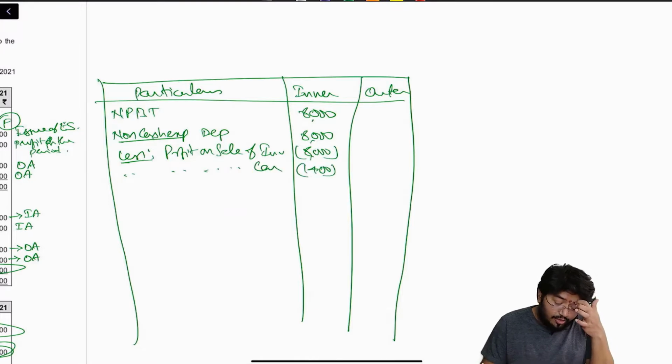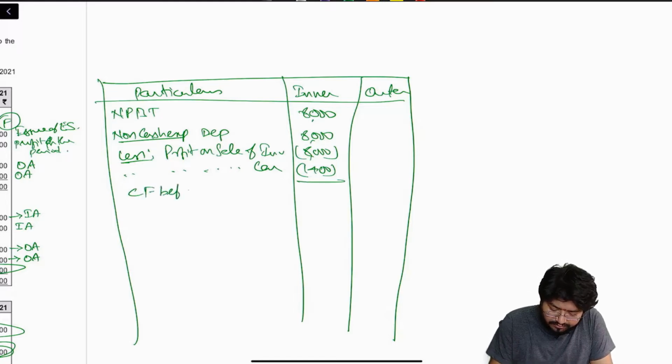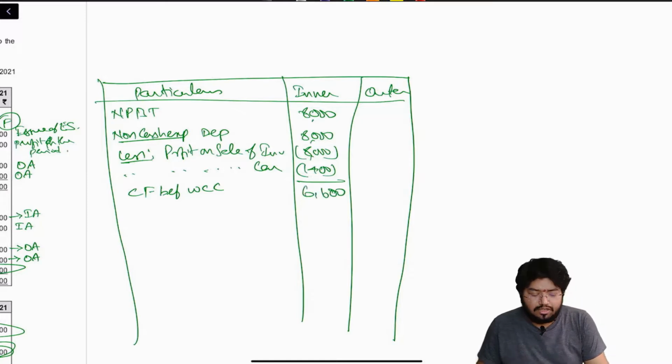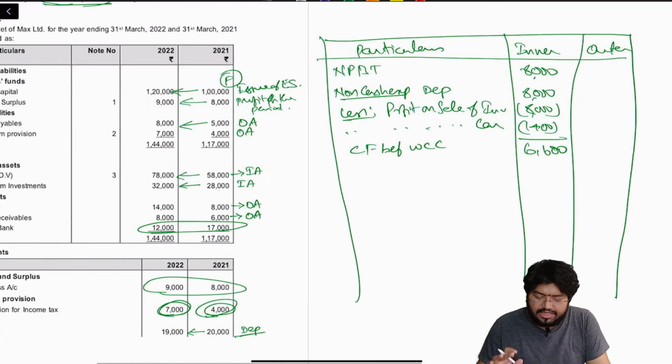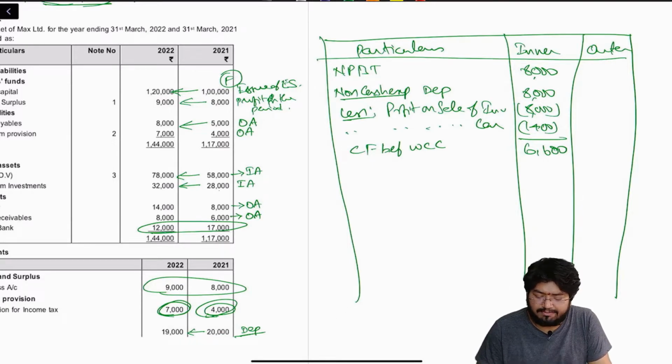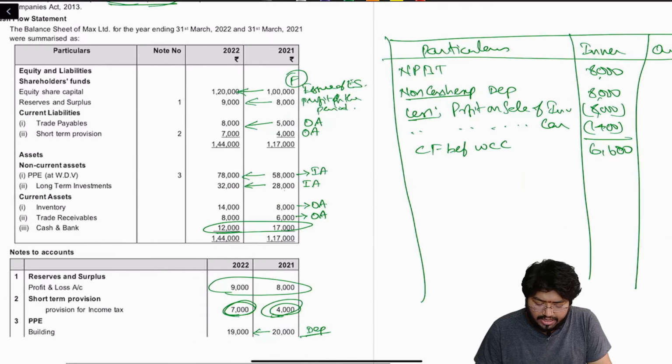Okay, so by doing this, what do you get? Cash flow before working capital changes. So how much is it? It is 6,600 here. Do you agree with me? Then to this, what are you supposed to do? You should keep telling me answers. I will not tell. Come on, next step is what? What all should I consider here?